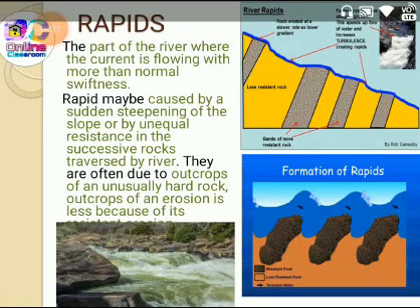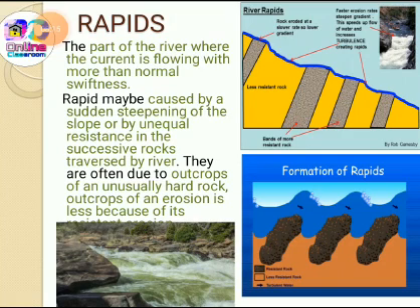Next we have rapids, the part of the river where the current is flowing with more than the normal swiftness. Rapids may be caused by a sudden deepening of the slope and by unequal resistance of the successive rocks that have been traversed by the river. This is more often due to outcrops, usually of hard rocks, and the erosional activities are less because of the resistant rock.